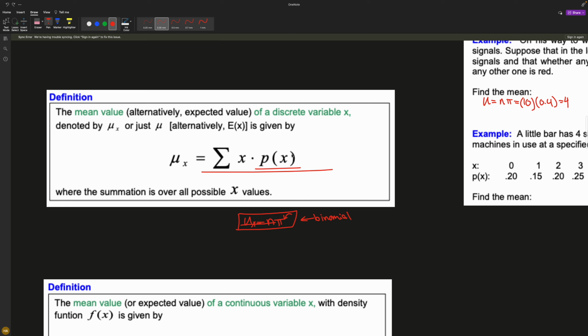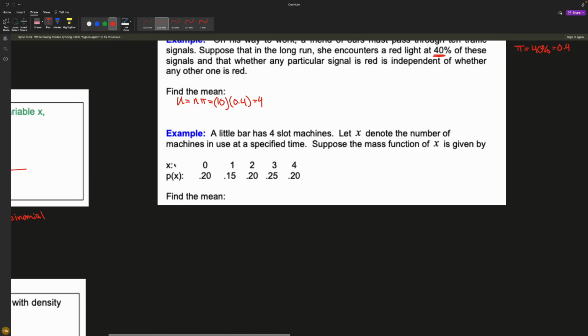This is a discrete. And so you'll use this function, which is the sum of x times the probability. You have your x, you have your probability. So 0 times your probability, 0.20, which is just 0, so this goes out. 1 times 0.15, which is just 0.15, plus 2 times 0.20, plus 3 times 0.25, and then plus 4 times 0.20. And that would be our mean for a discrete.